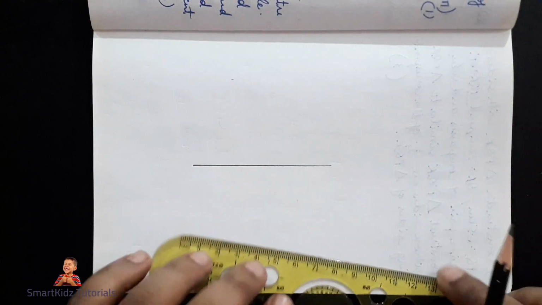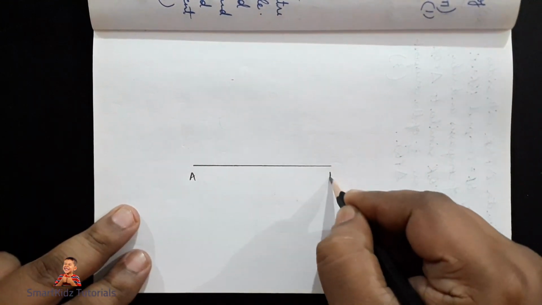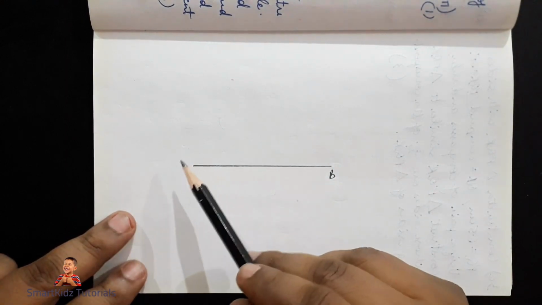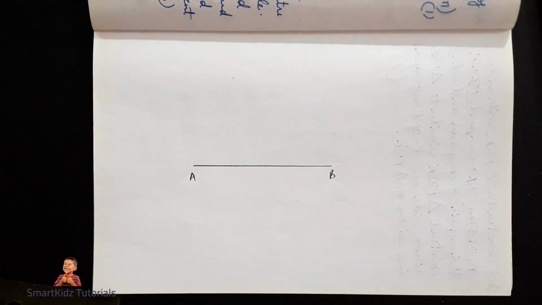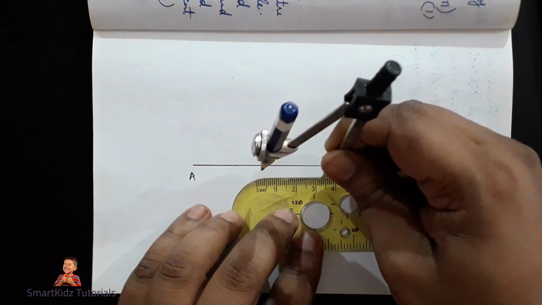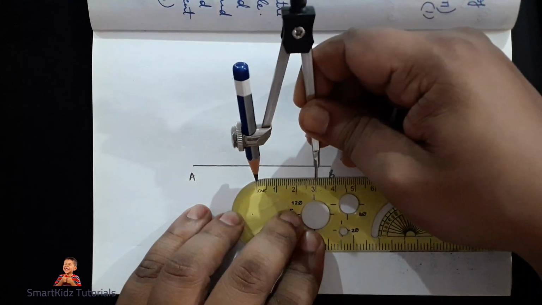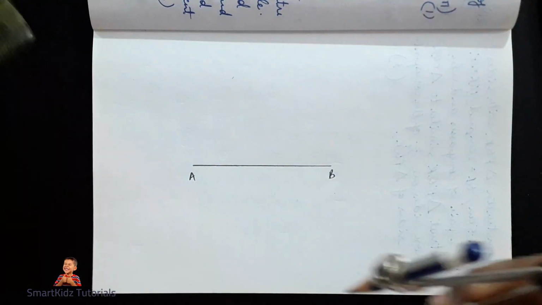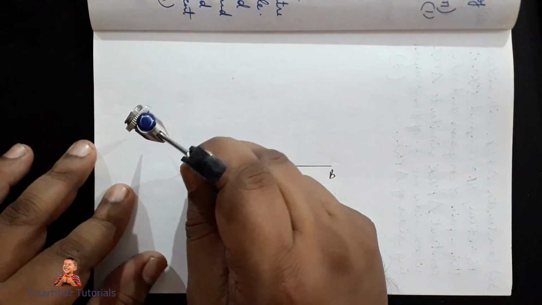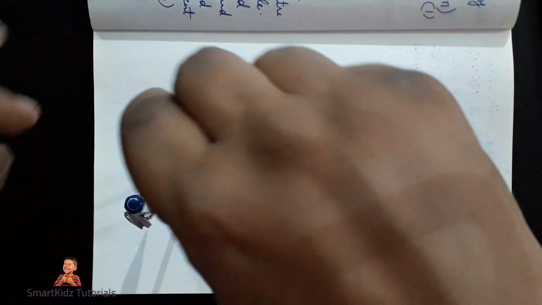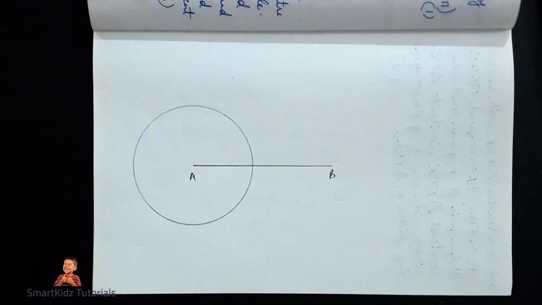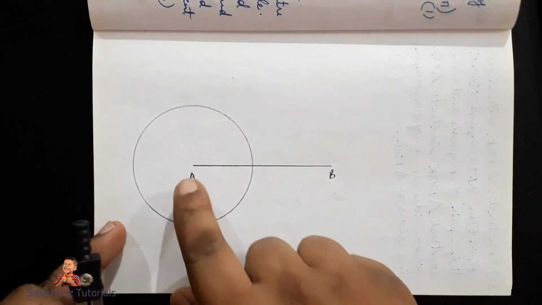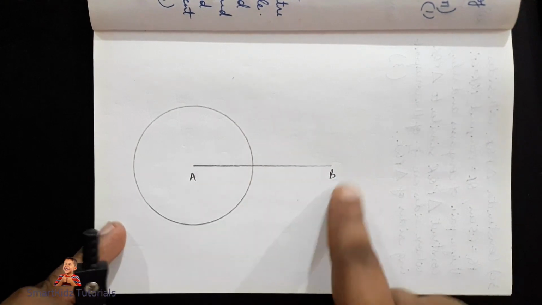Okay, and I'm going to mark this as segment AB. Next we are asked to take A as the center and draw 3 centimeters radius. So that's 3 centimeters radius from here to here. I'm going to keep it on A and draw a circle like this. Make sure your pencil is sharp. Once we do that, we need to draw tangents. For that, what we'll have to do is draw a perpendicular bisector to this AB.